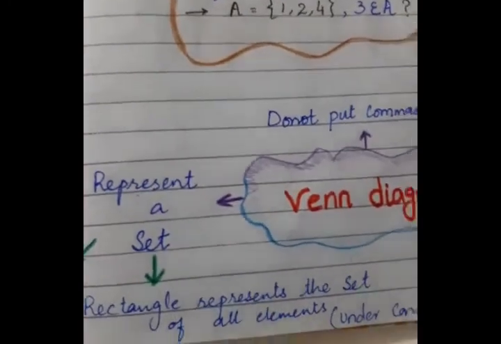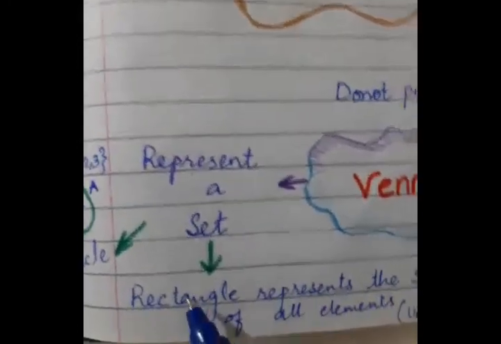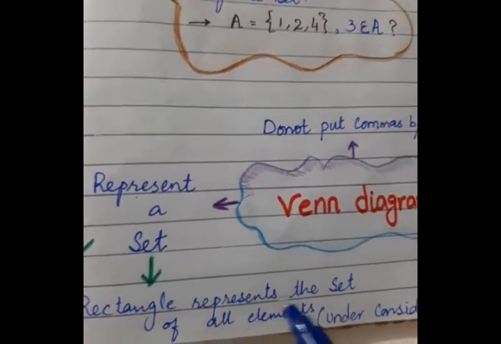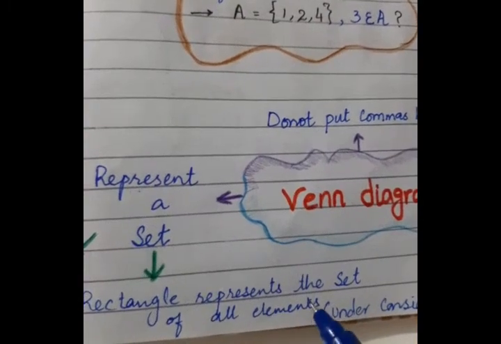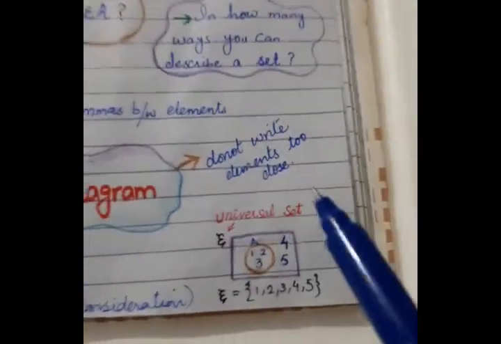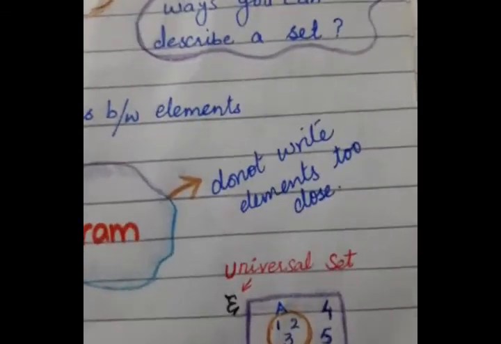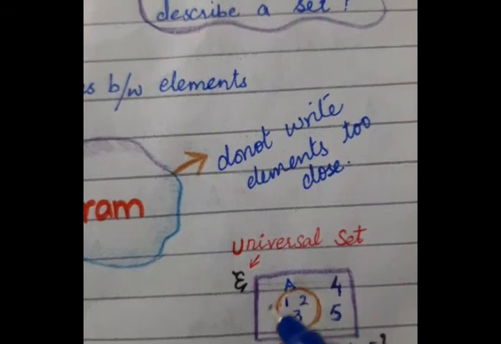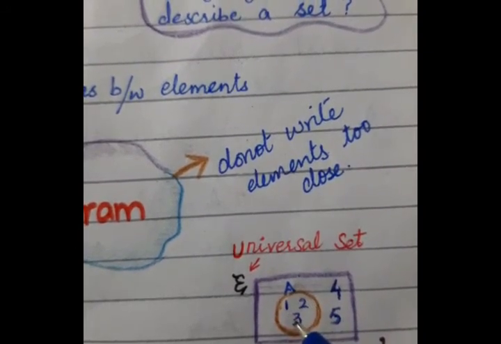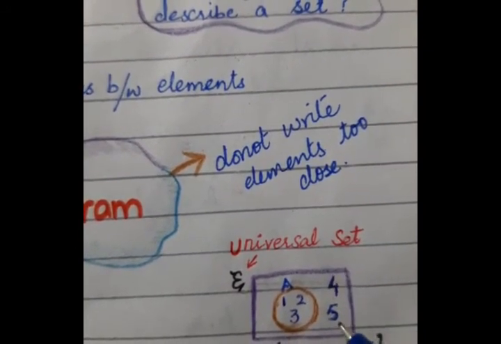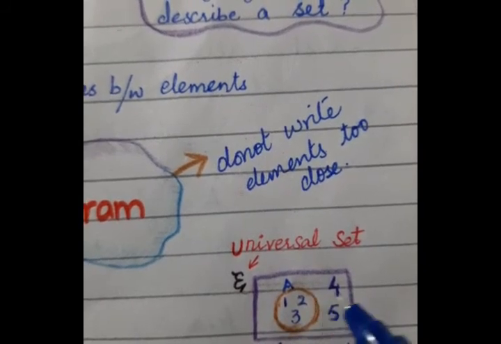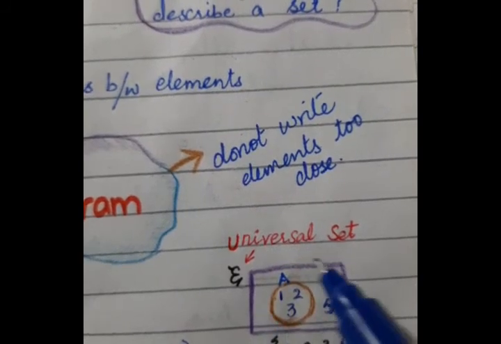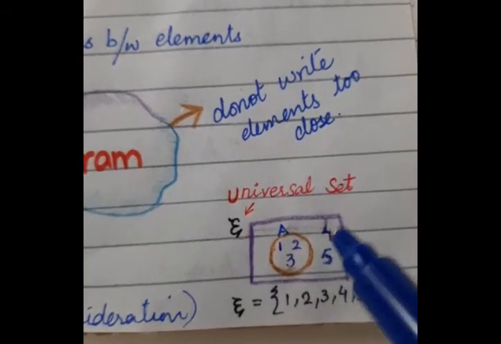Whenever we represent a universal set, we draw a rectangle, and as I have told you, the rectangle represents the set of all elements under consideration. Let's suppose you have a rectangle in this way. Here I have drawn a circle showing a set which has 3 elements, 1, 2 and 3. You can also see that there are 2 elements outside of this circle, and the universal set shows all the elements inside of this. So how are you going to write it?